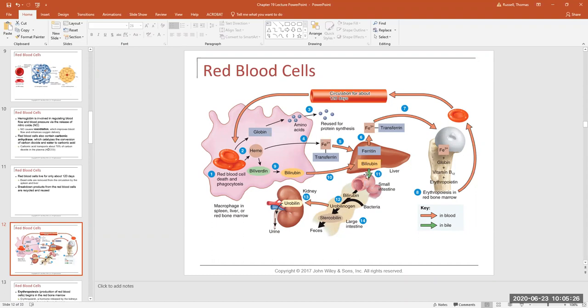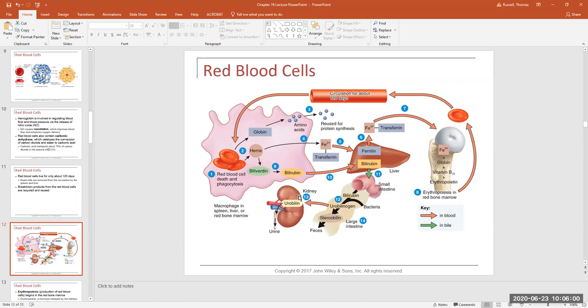So bilirubin gets into the intestine, and it's then chemically modified again by bacteria. All the bacteria in the intestine convert bilirubin into another pigment called urobilinogen. Now, urobilinogen has two fates. It can be reabsorbed through the lining of the large intestine, the colon, back into the blood, and be sent to the kidney where it's excreted out in urine as urobilin.